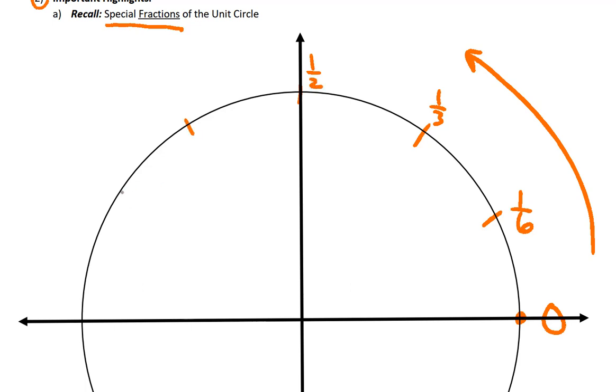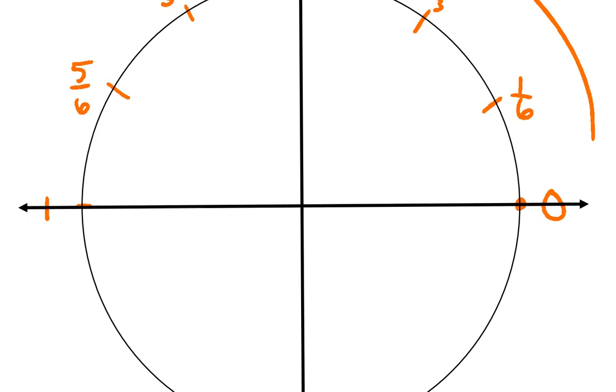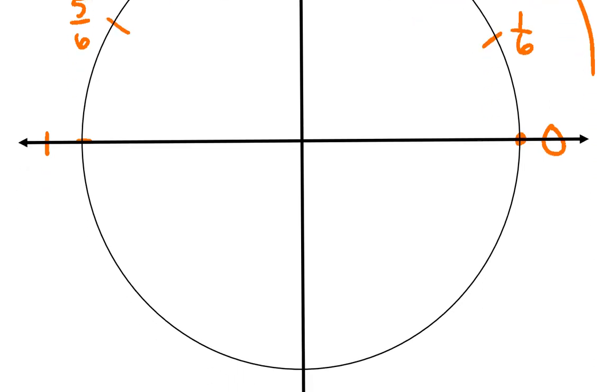And then 4/6 and 5/6. Of course, 4/6 is really 2/3. And then 5/6 can't be reduced, so we'll use that as it is. So really we're just counting by sixths in this counterclockwise direction, starting from the right side. All the way on the left side, then we would hit 6/6, which is just 1. I'll use that version.